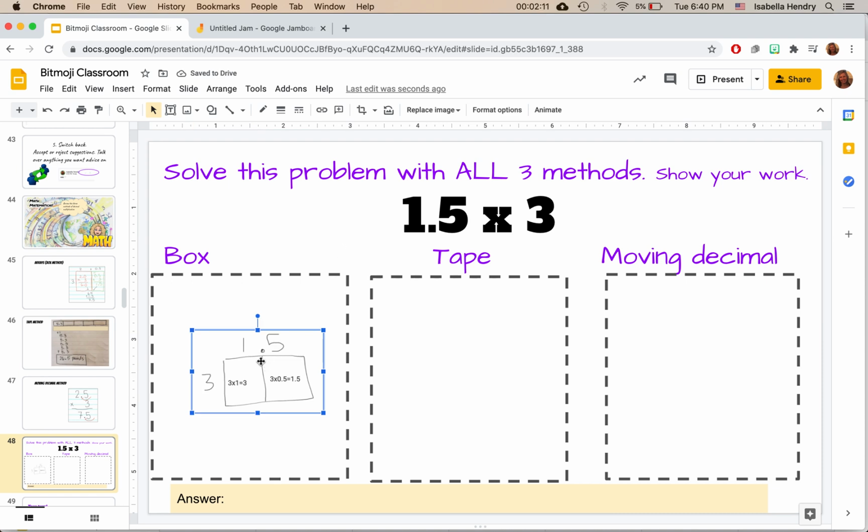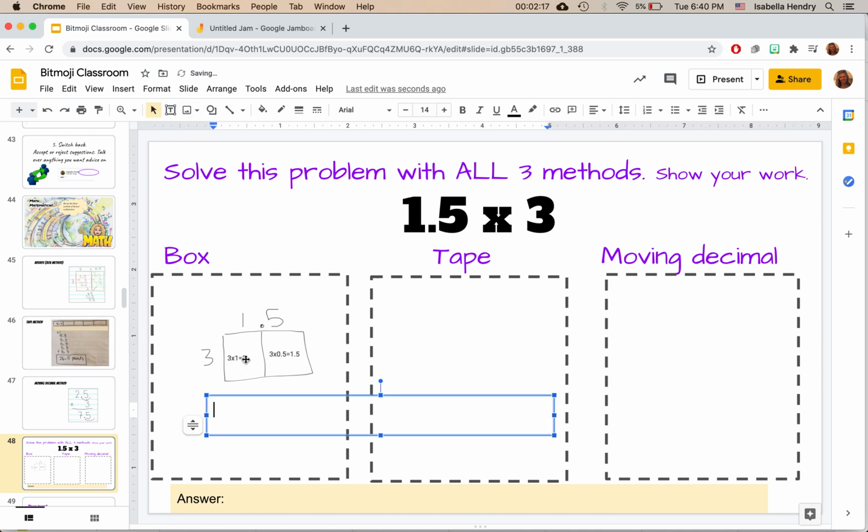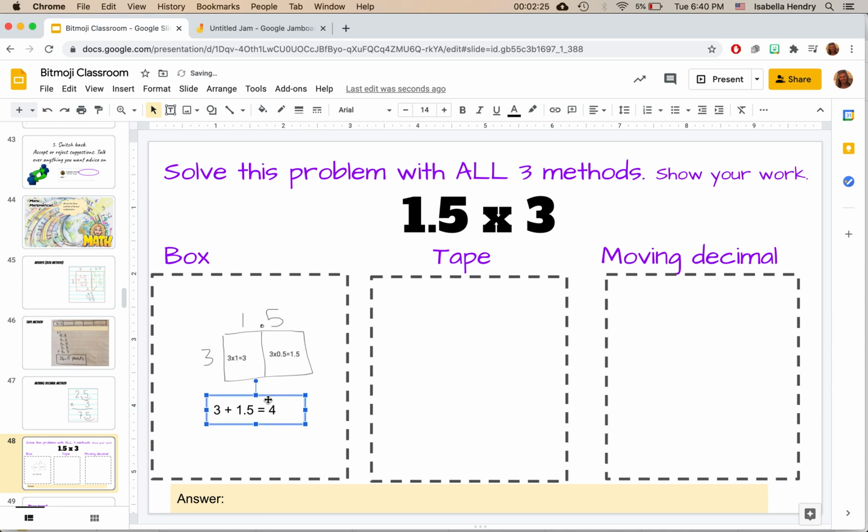Oh, you know what Miss Izzy forgot? I forgot to actually add up my totals. So I had 3 was my total on one side, and 1.5 was my total on the other side. So that equaled 4. And that kind of fits with my estimate, right? Because 3 times 1 would be 3. 3 times 2 would be 6. So I know that my answer is going to be somewhere between 3 and 6.